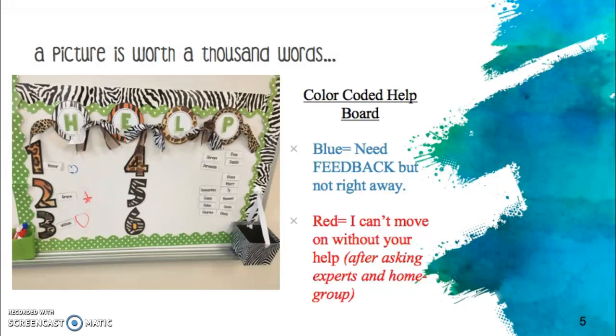So when I'm looking at this help board, I know right away that there are 2 students who can't move on unless they have me. And then I see a student who needs feedback on their work, maybe on their rubric or an activity, and they just want my feedback. And that can wait until after I help the 2 with red symbols.